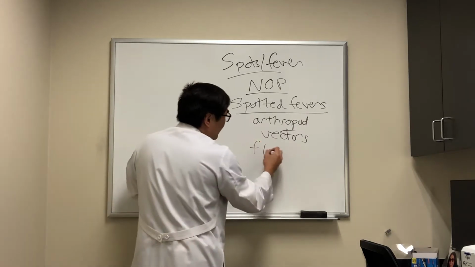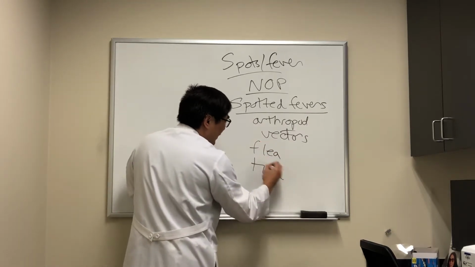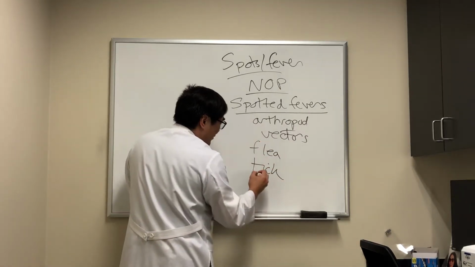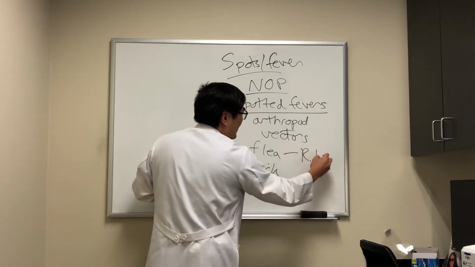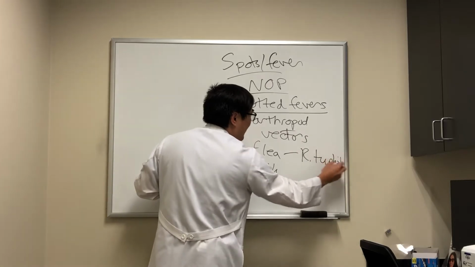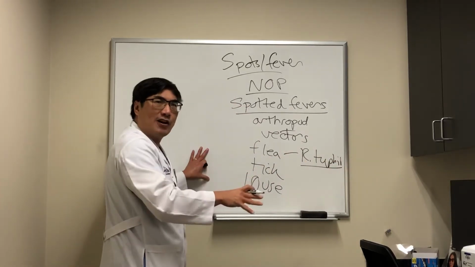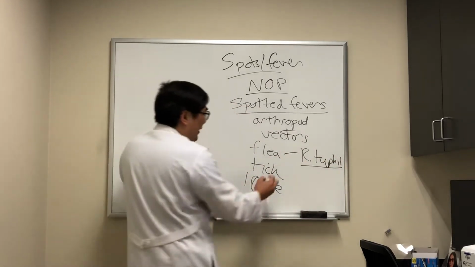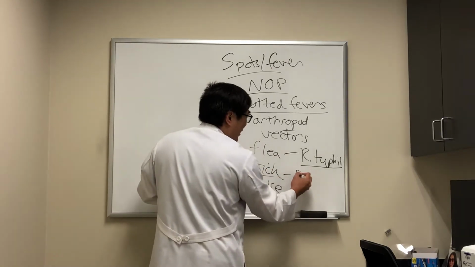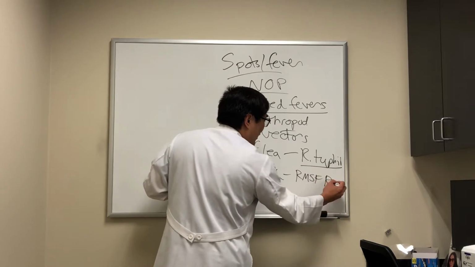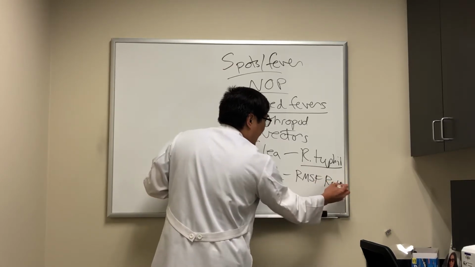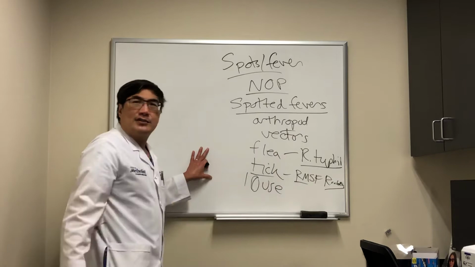We have flea, tick, and the louse, which is the body louse. So for the flea, that's going to be Rickettsia typhi. That's our endemic form. Usually it's in cats and dogs, but also opossum in the wild. In the tick, that's going to be the Rocky Mountain spotted fever group. That's Rickettsia. And you don't have to be from the Rockies or been to the mountains.